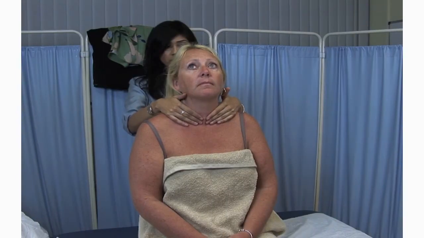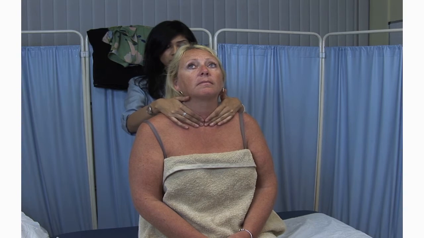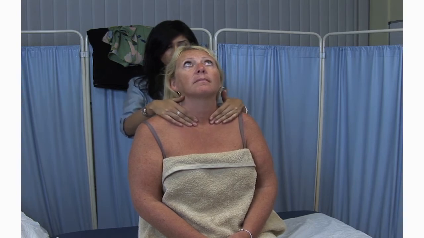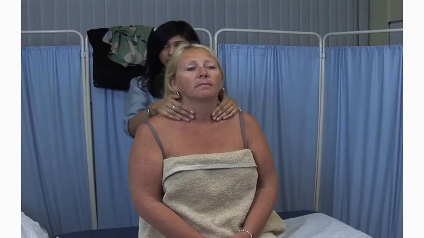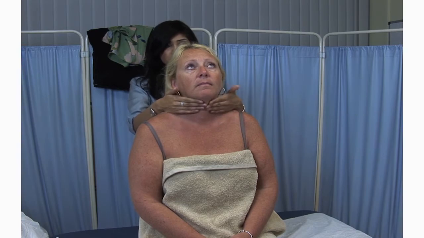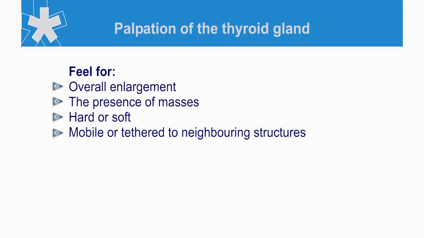We suggest you use the pads of your second and third fingers applied lightly and obliquely over the trachea. Use a slow, gentle rolling motion. Ensure you palpate between the trachea and the sternocleidomastoid muscle. Feel for overall enlargement, the presence of masses, both hard and soft, and try to establish whether they are mobile or tethered to the neighboring structures.